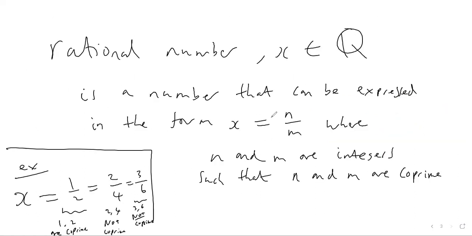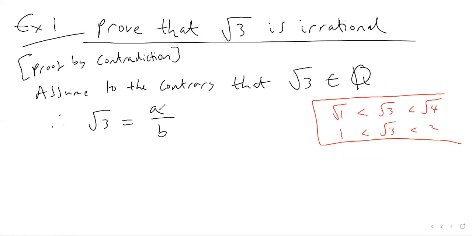It's just like what we said here with this x, which we could write as n over m. I'm just going to use A and B as my letters here, but of course you can use any letter you like. N and M would be fine, X and Y, as long as you have two letters. So root 3 is equal to this fraction A over B, where A and B are integers.